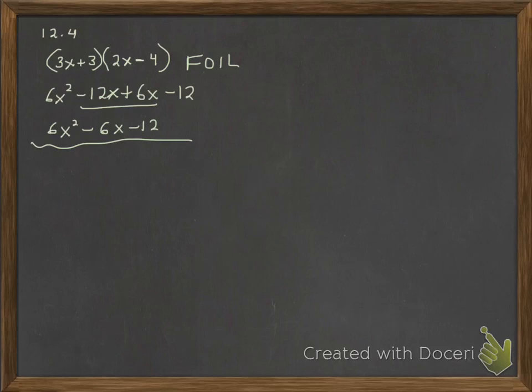Now, in the next, what if I had something where these would be conjugates of one another? 3x minus 2. Same terms, 3x and 2. The only thing that changes is the sign. Those are called conjugates, remember that?